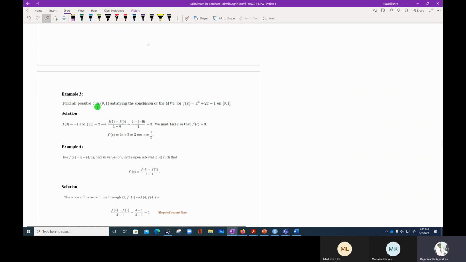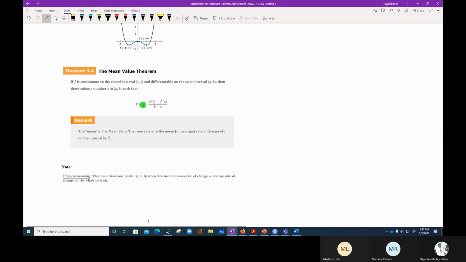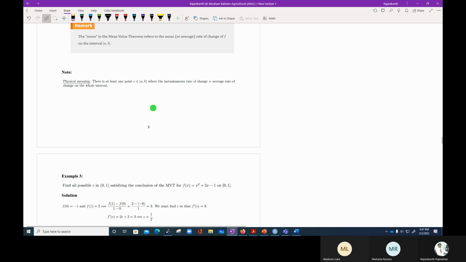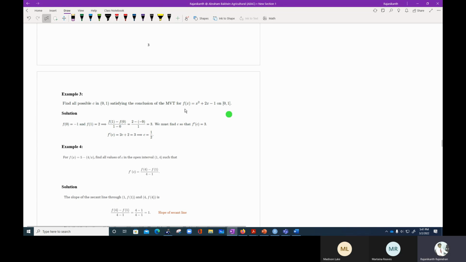Find all the points, say in the interval [0, 1], satisfying the conclusion of the mean value theorem. You are given a function, you are given an interval. So the question is, could you find all the points c which satisfy this mean value theorem? First of all, this is the mean value theorem result. You have to apply this equation and find c. So the given function is a polynomial function, a parabola, all the time continuous and differentiable.